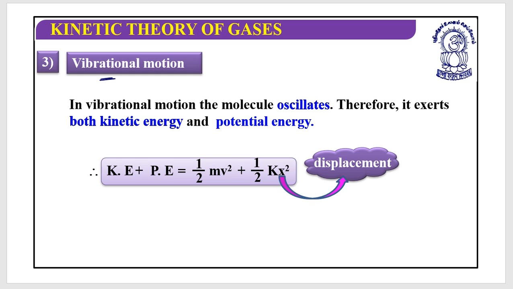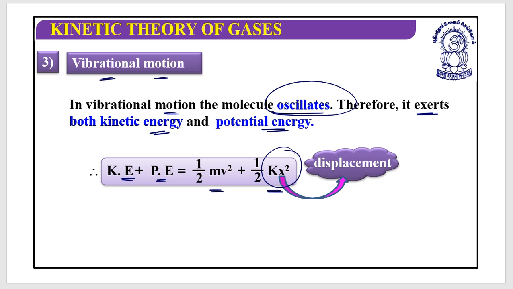Next, the third one is the vibrational motion. In vibrational motion the molecule oscillates, and when it oscillates, it has kinetic energy as well as potential energy. It could be written as kinetic energy plus potential energy, where kinetic energy is half m v square and potential energy is half k x square.